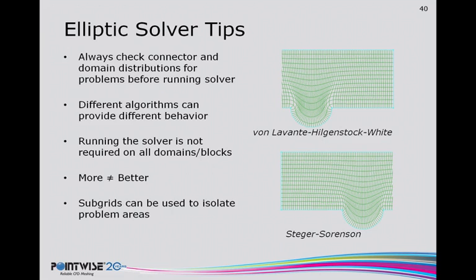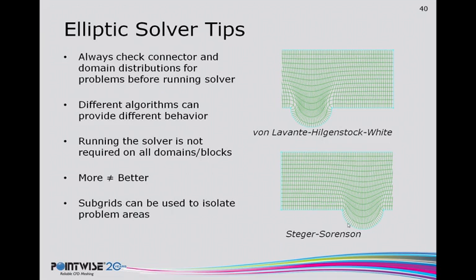Also, something to be aware of is that different algorithms can provide different behavior. For instance, the von Levante-Hilgenstock-White algorithm tends to maintain clustering, whereas the Steger-Sorensen is a little more relaxed in that manner. So you kind of need to develop some familiarity with those. Try both and see which one gives you the result you're looking for.